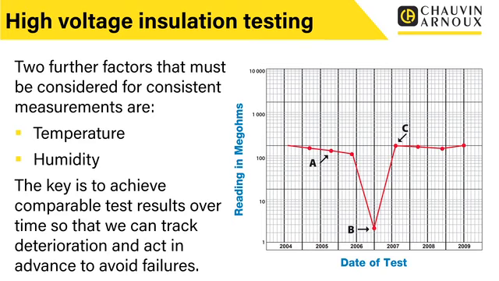But we need to take temperature into effect when we're trying to get a reliable insulation resistance reading over time. So we need to make sure we're either at a constant temperature or that we've corrected for temperature, because temperature does make a big difference to insulation resistance.